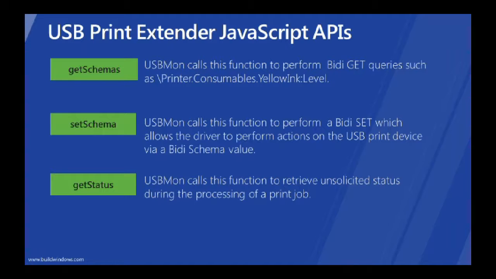The final function is getStatus. This function is called by USBMon when a print device is active. This allows the device to report status while it is receiving print data. If a print device detects a status change while printing, it can return data to this function, and this can be converted to a BiDi schema property and sent to interested apps via a BiDi notification.